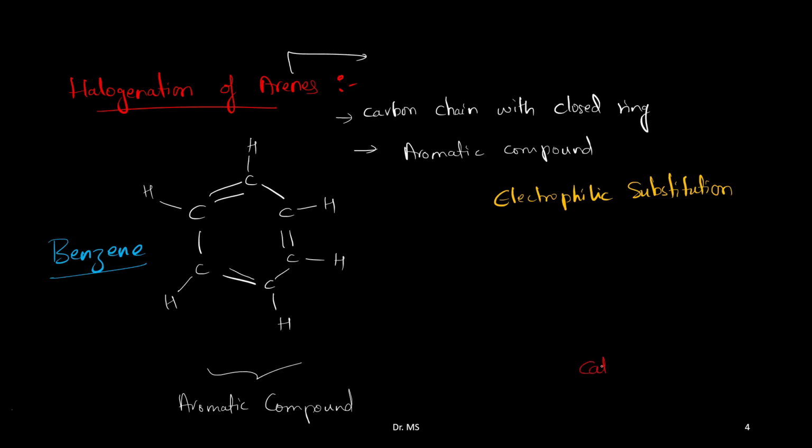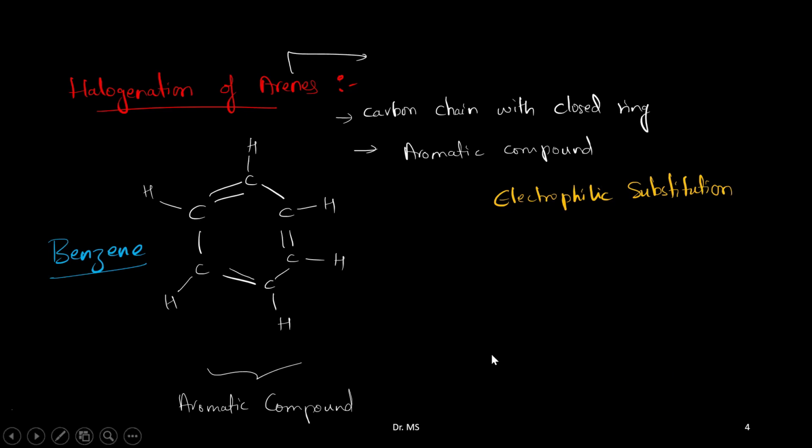See, cation means positive, anion means negative. If the electrophile is loving negative, that means it should be a cation, a positive charge. So it loves the negative charge. Don't confuse that. So you can take chlorine. All these are examples for electrophilic substitution.